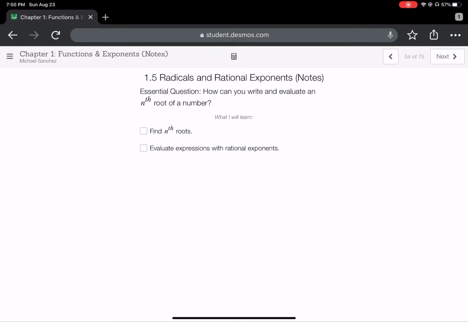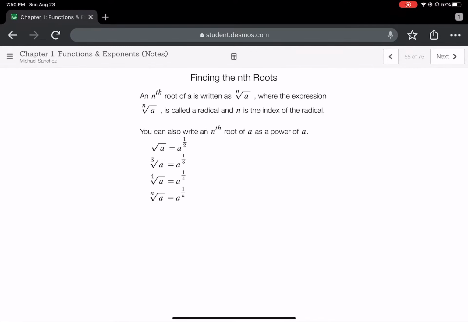Hello, everybody, and welcome to Chapter 1, Section 5, Radicals and Rational Exponents. Our essential question is, how can you write and evaluate an nth root of a number? What we're going to learn is how to find nth roots and how to evaluate expressions with rational exponents.